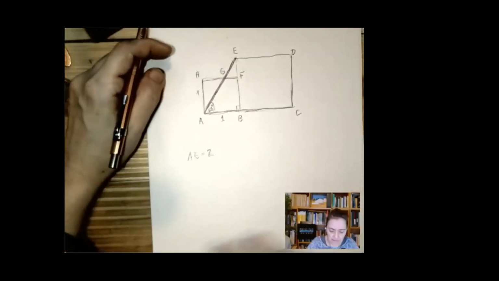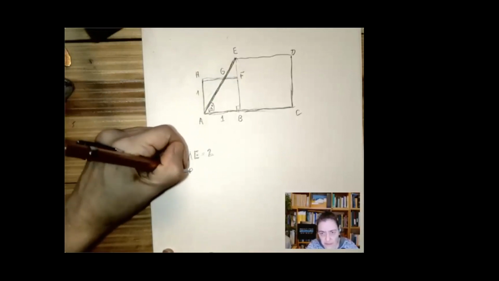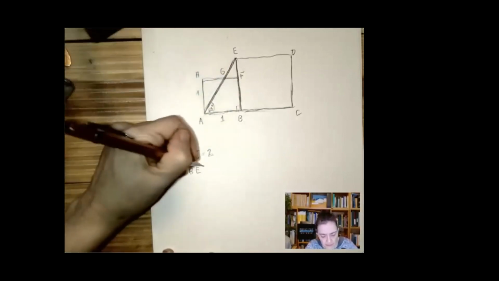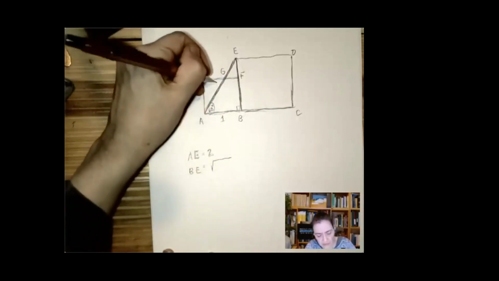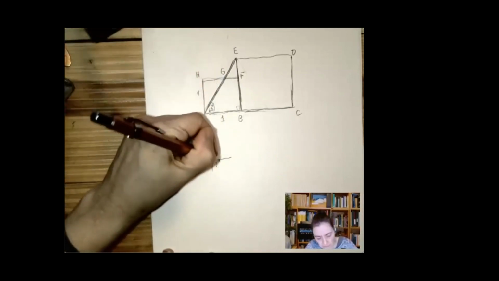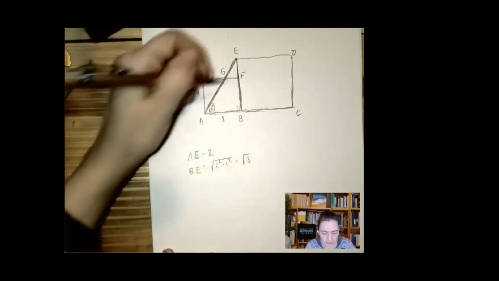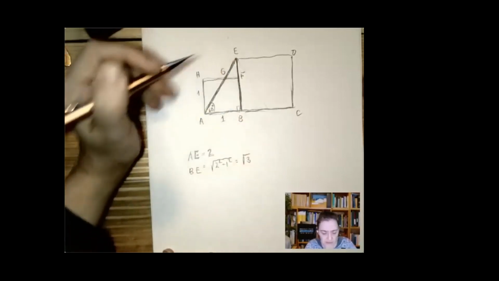And then the next one is BE. BE is that other side of this right triangle. So we already know two sides, 2 and 1. So 2 squared minus 1 squared under the square root is square root of 3. So BE is square root of 3.